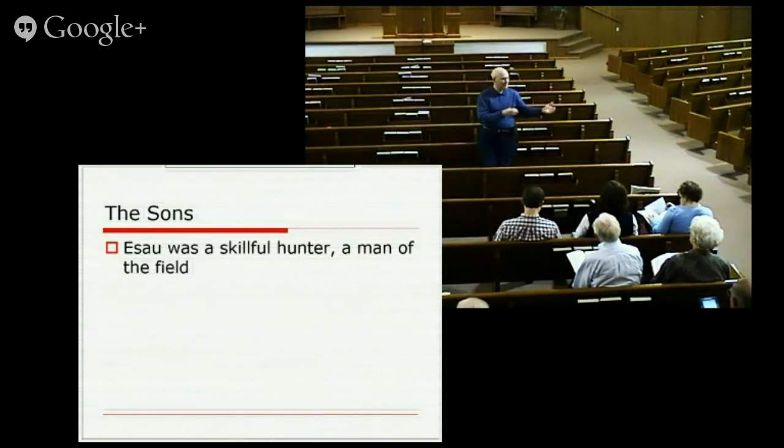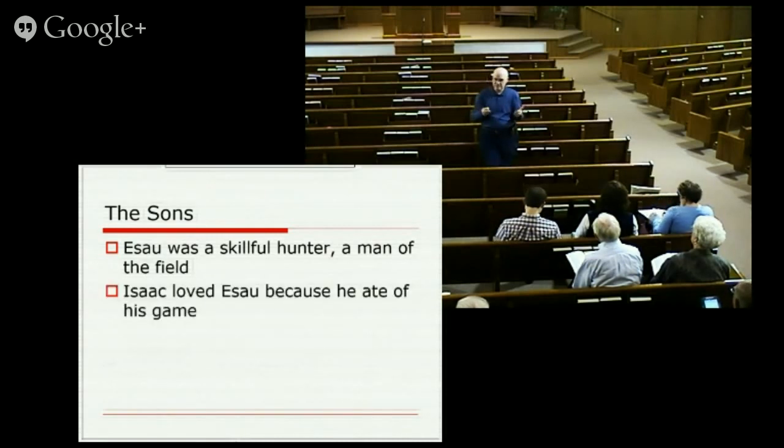We don't know much about these two boys, except their birth, and then we jump ahead some amount of time. We don't exactly know how much, but then they're grown. Esau's a skillful hunter, a man of the field, who likes to be outside. His father, Isaac, favors him because of that. He likes the game he fixes and cooks for him. So Esau is favored by Isaac.